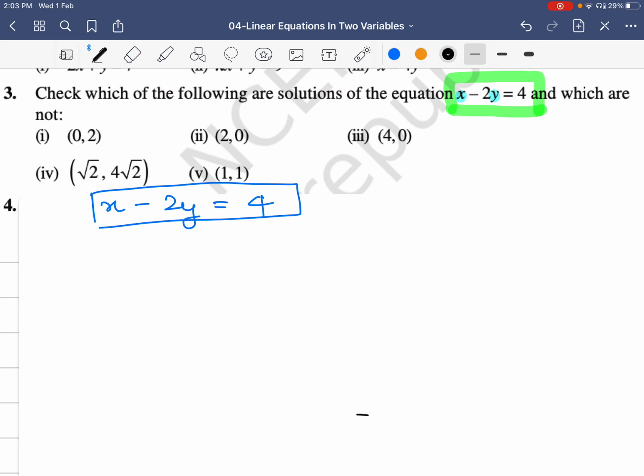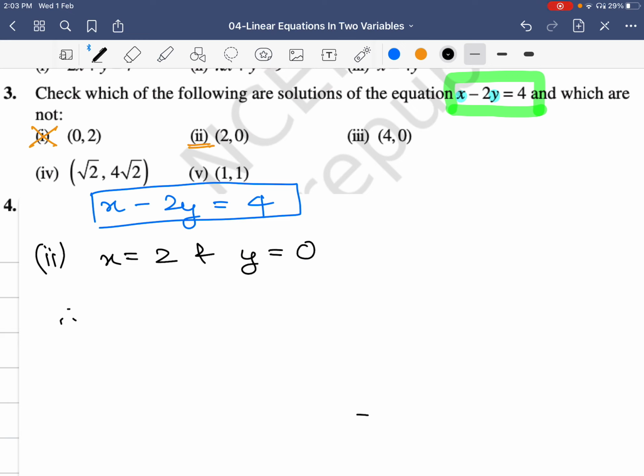Yes, and we're just going to mark here cross. So cross, this is not the valid solution of the equation. Now let's go to our second pair that is given to us. Second pair given is x equal to 2 and y is equal to 0.